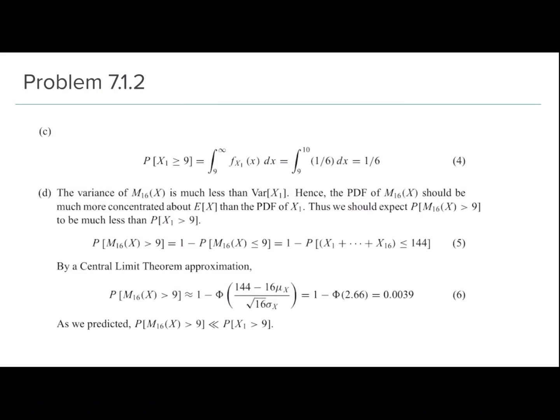And we found out in the previous part that P of X1 greater than 9 is equal to 1 by 6, and 1 by 6 in decimal is about 0.16 or something like that. So the probability that M16 of X greater than 9 actually turns out to be much less than P of X1 greater than 9. So it seems like our intuition was fine.